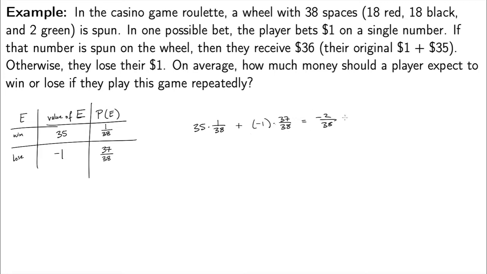We're talking about money here, so I'm going to write that as a decimal. That's about -0.053, just rounding there to the nearest thousandth. This means that if a person plays roulette over and over and over again, we would expect in the long run they'd walk away 5 cents poorer.